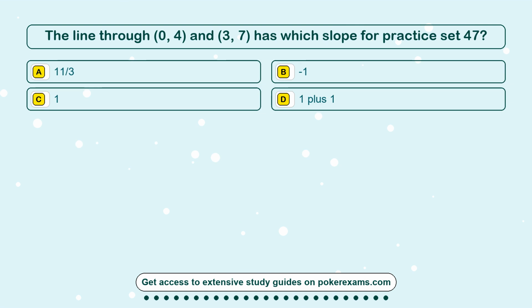Question 13. The line through 0, 4, and 3, 7, has which slope for practice set 47? Option A, 11/3. Option B, -1. Option C, 1. Option D, 1+1.